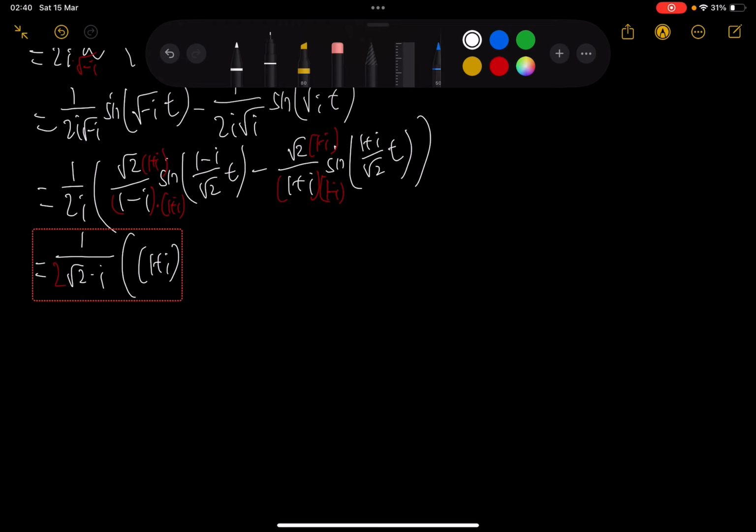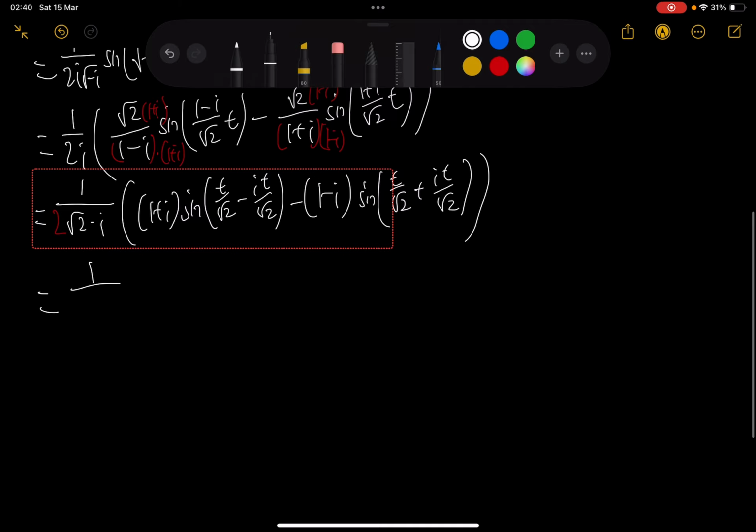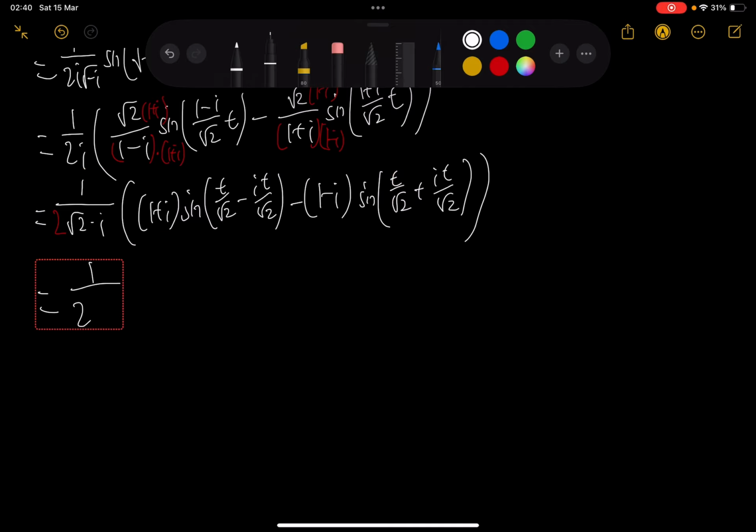You get i t over square root of 2, and then minus, right, i t over square root of 2 minus i t over square root of 2. I'm going to just distribute. Let me show you more steps. t over square root of 2 times minus i t over square root of 2, and then minus 1 minus i, and then distribute the t, you can get t over square root of 2 plus i t over square root of 2. And then next thing, you get 1 over 2 times square root of 2 times i here.